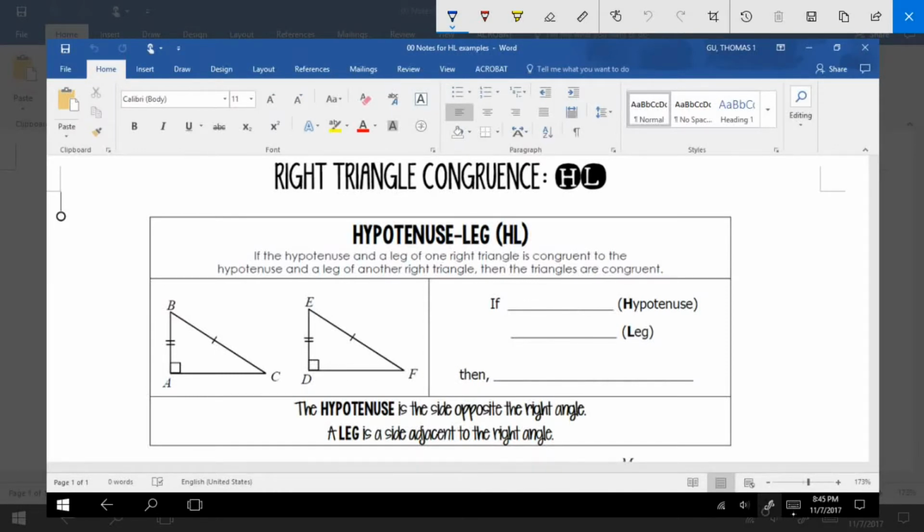There's a congruent hypotenuse and a congruent leg. It can be either leg. It doesn't have to be the one that's going straight up. It can be either one. But in this case, it's the one going straight up and down. So in this diagram, let's write it out.